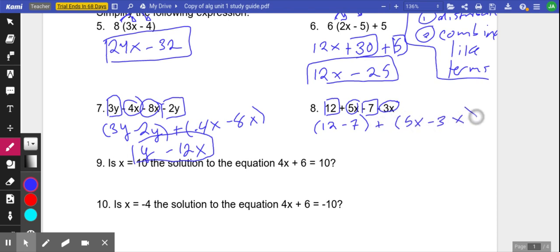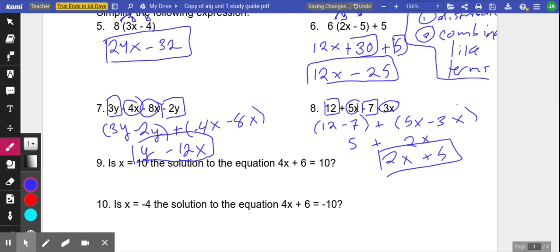So if you choose to group them together like this, I always put a plus in between them and then just keep the sign that's with it. So kind of like over here where I had negative 4x and negative 8x, I still used plus, but then I kept the minus with the 4x. So that's what I'm doing here in case you had a question about that. So 12 minus 7 is 5, plus 5x minus 3x is 2x. I like to put the x term first, so we have 2x plus 5.